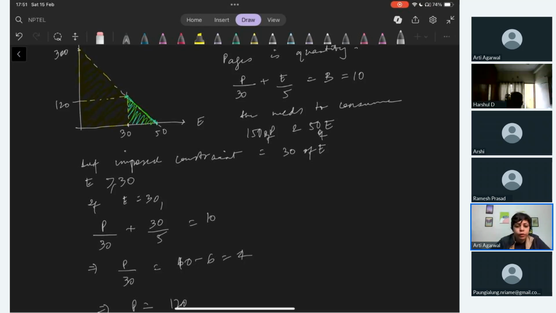Basically, you want to see whether she wants to follow the constraint or not. So what is the answer they've given? There may be something wrong in the answer also. 30, 0 is this point, right? And 0, 300 is this point. And 30, 120 is this point. So this is what they have said. But I think maybe they have made a mistake in writing the answer. Maybe it should be this point, right?